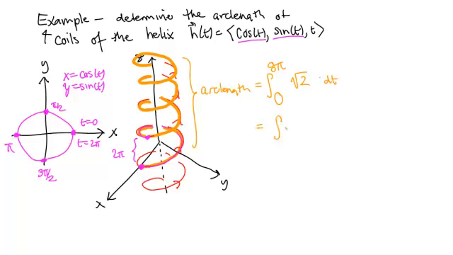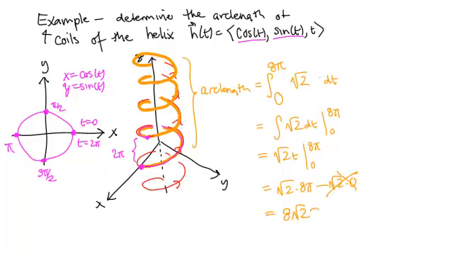So we need to integrate the square root of 2 dt, and then evaluate that from 0 to 8 pi. Well, since this is a constant, we're just going to get the square root of 2 times t evaluated from 0 to 8 pi. So that gets me the square root of 2 times 8 pi minus the square root of 2 times 0, for a grand total of 8 root 2 pi. So that's how long this 4 coils of this helix is.